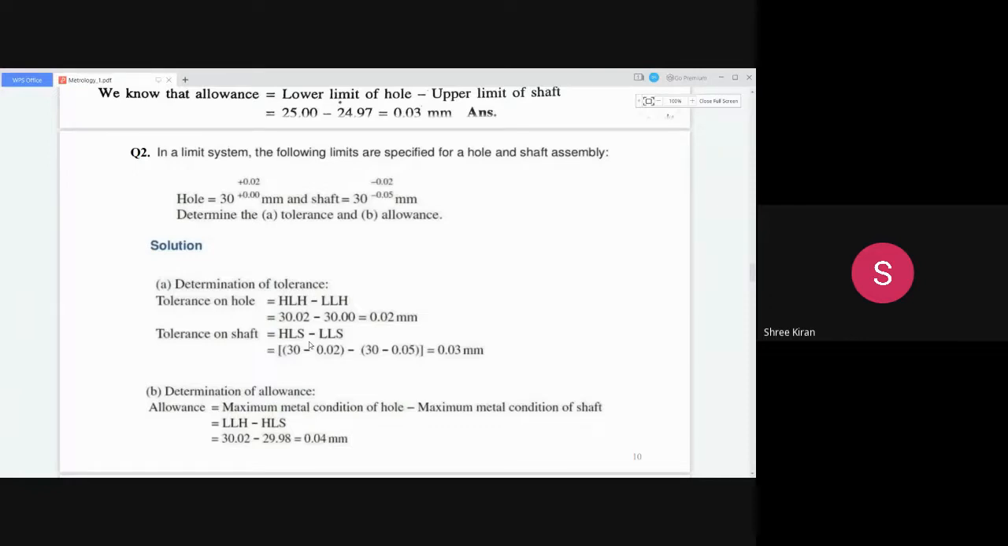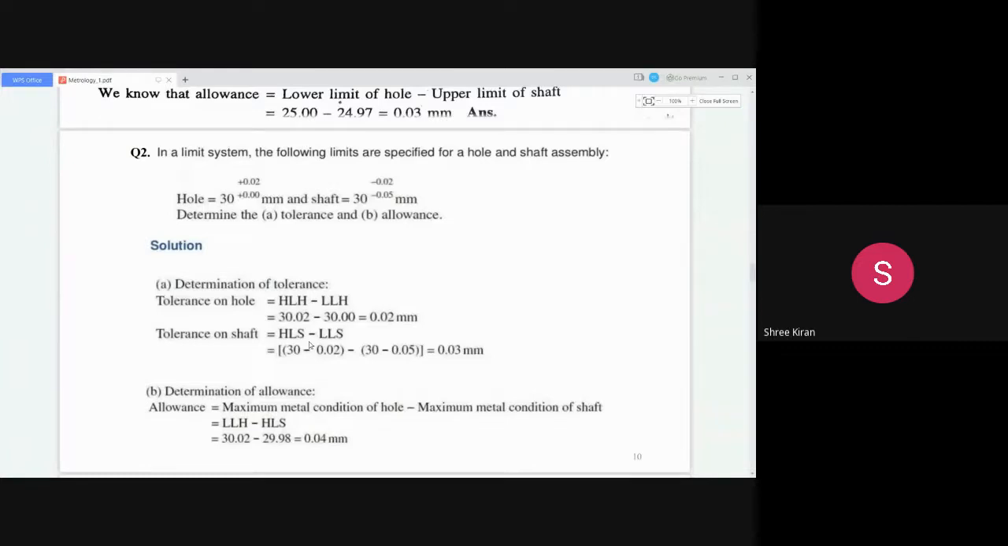Now comes the determination of allowance, where allowance is the maximum metal condition of hole minus the maximum metal condition of shaft. The maximum metal condition of hole is 30.0, that is LLH, and the maximum metal condition of shaft is 30 minus 0.02, that is HLS. So the allowance is 0.04.